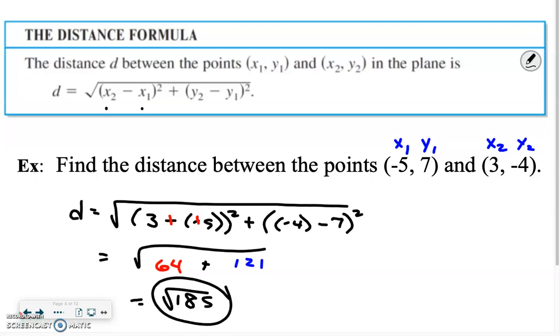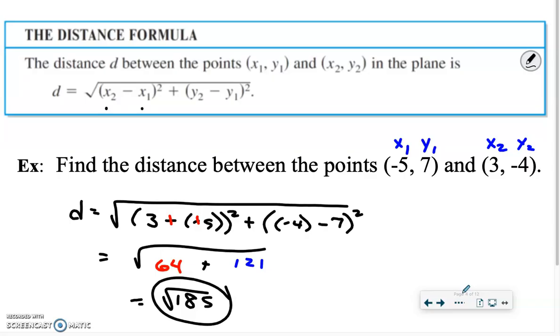That's our exact answer. Now, I will say that the vast majority of the time in pre-calculus, we are searching for exactly that. We want the exact answer, the most precise answer. But that's because we have no context to this problem, meaning it's not a word problem. We don't know what root 185 actually means or represents.